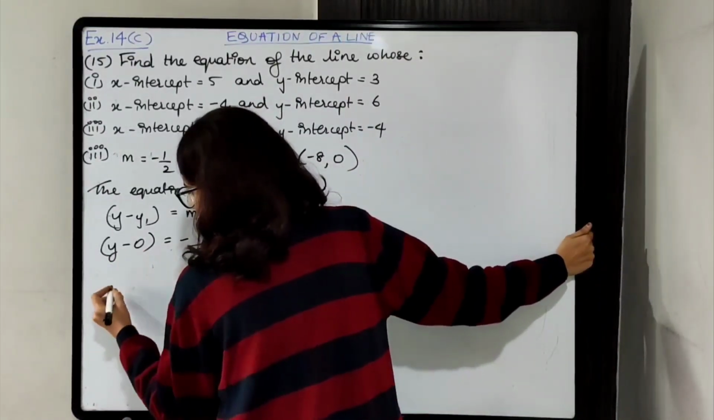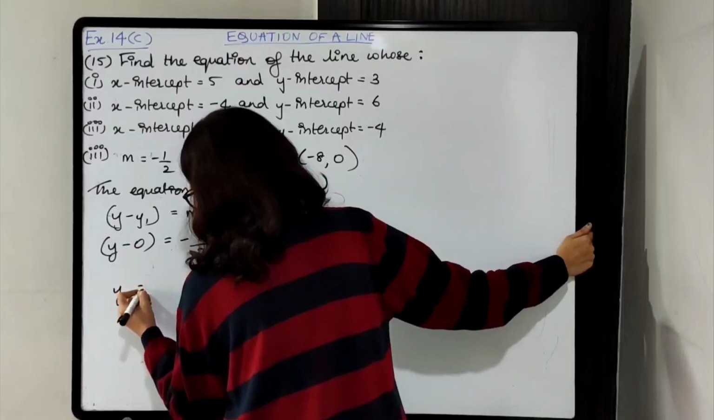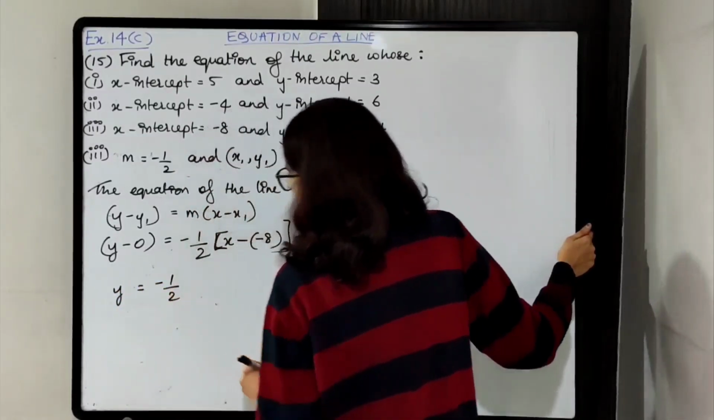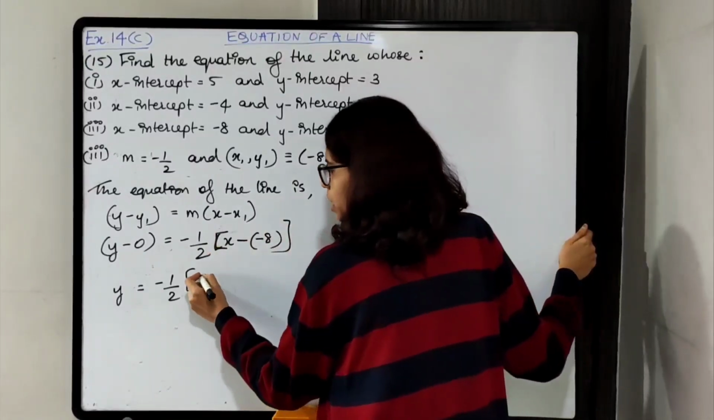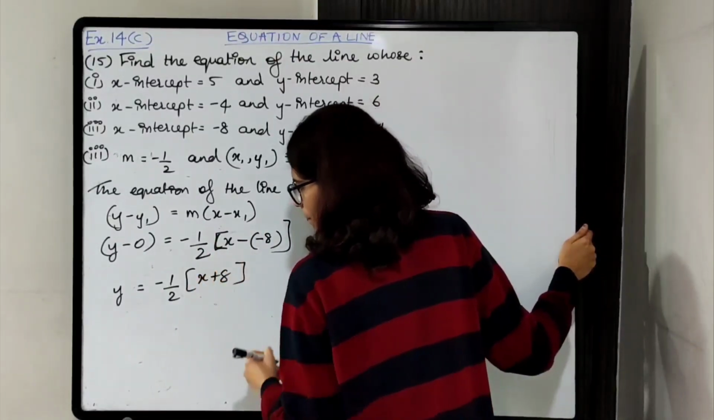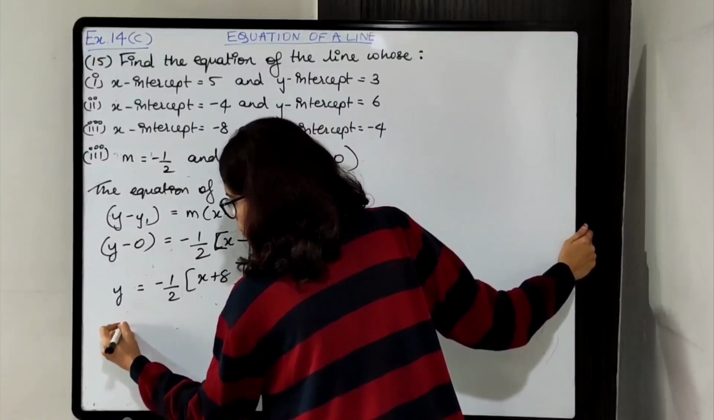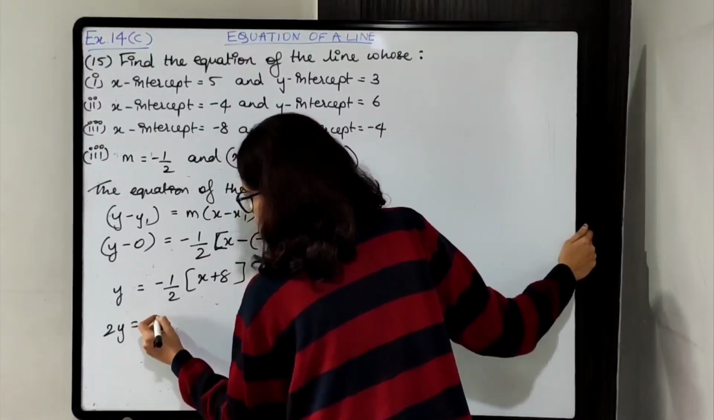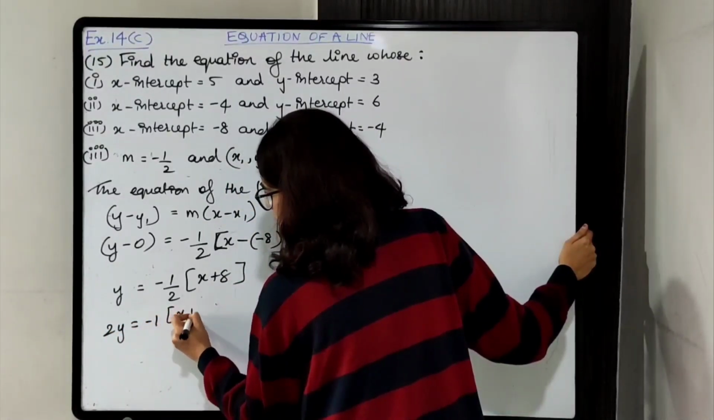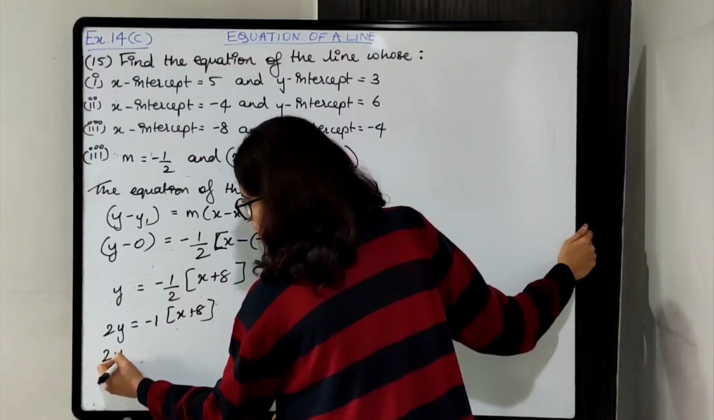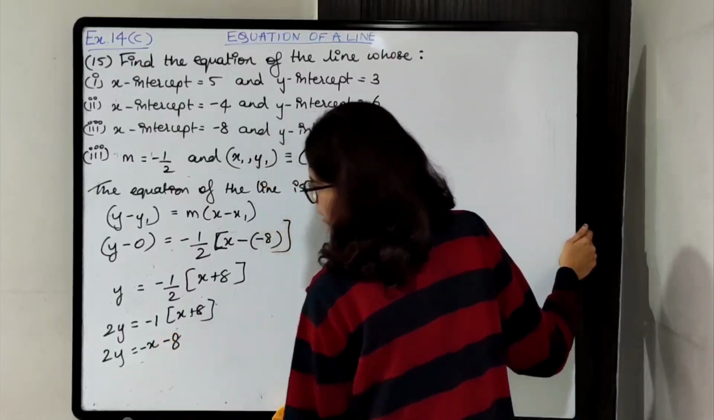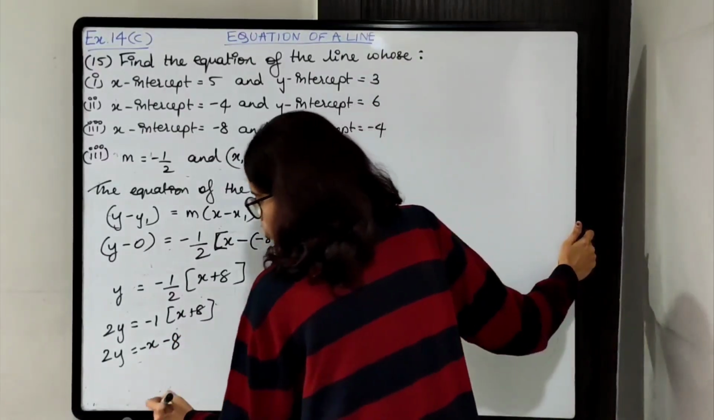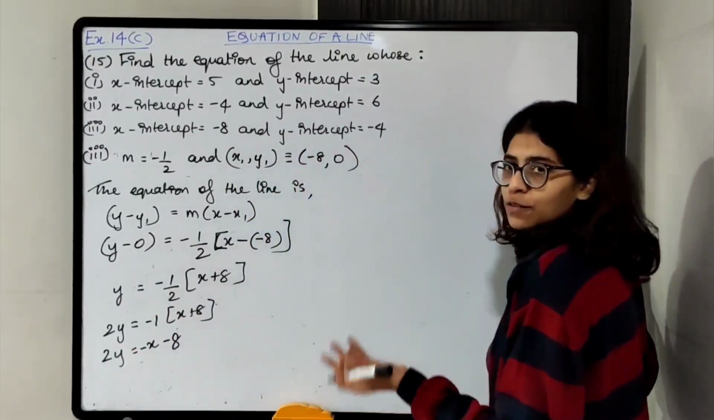Okay, y minus 0, so it will be y only, minus half into x minus minus 8, minus minus becomes plus 8. We shift 2, it will become 2y equals to minus 1 into x plus 8. So open the brackets, signs will change, minus x minus 8. So x is negative, what will we do over here?